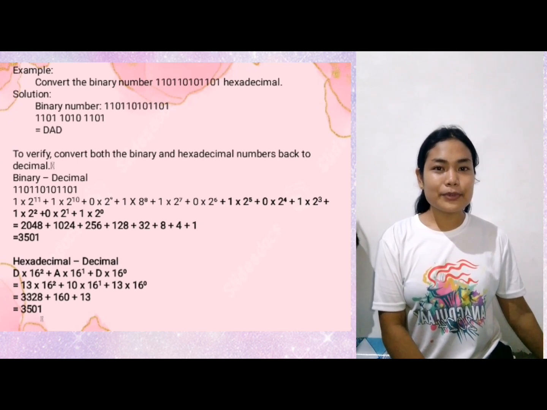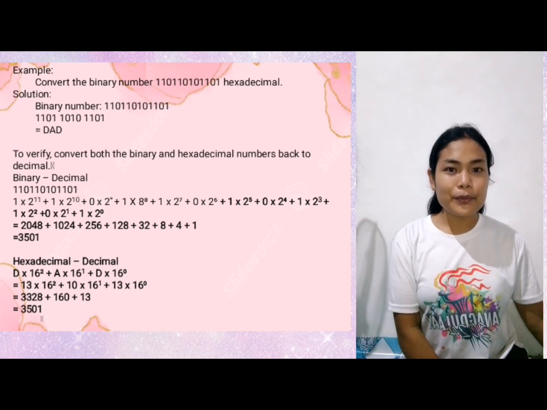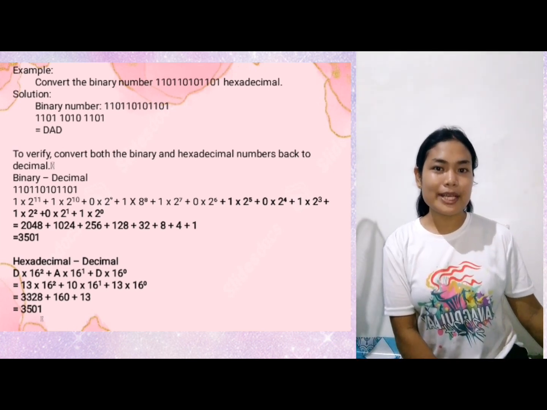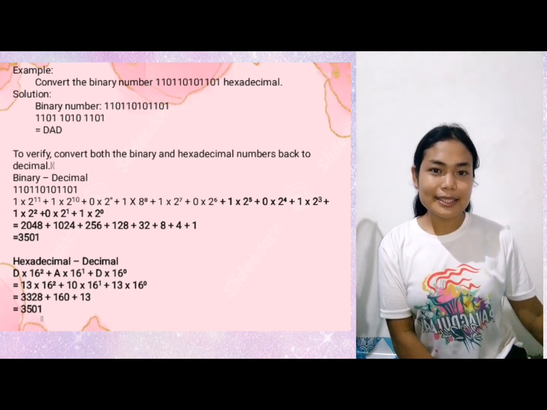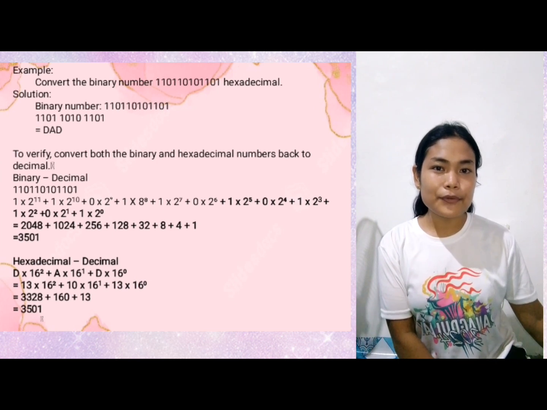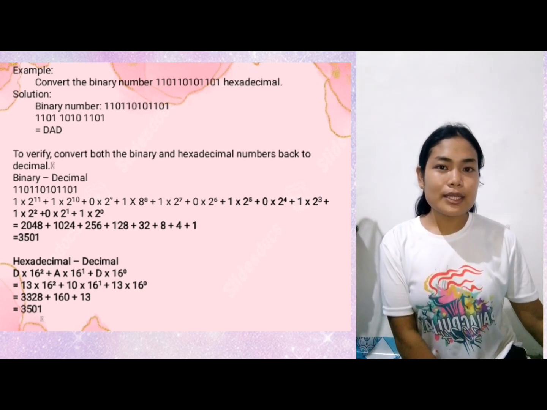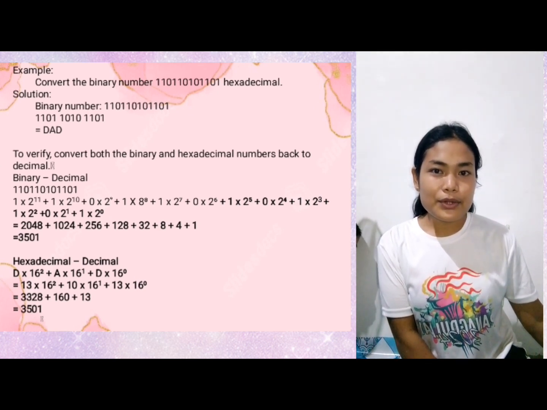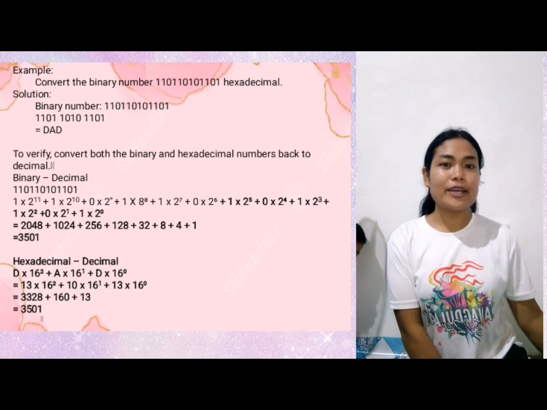Here are the binary to hexadecimal mapping. For example, convert the 101101110101 to hexadecimal. Group as 0010 1101 0101. 0010 is equal to 2, 1101 is equal to D, 0101 equals 5.